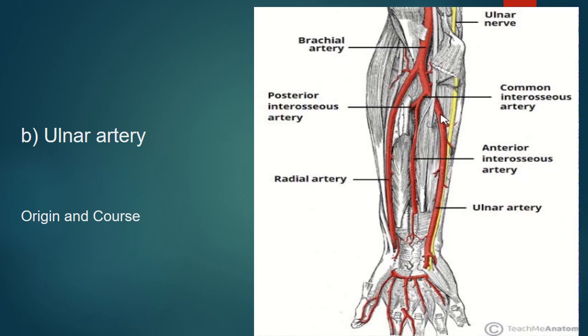Talking about its course, the ulnar artery runs obliquely downwards and medially in the upper 1/3 of the forearm, as you can see here, and in the lower 2/3 of the forearm, its course is vertical, like this. During its course through the forearm, it passes deep to the superficial and intermediate layers of the flexor muscles, which means it lies deep to the superficial and intermediate layers of the flexor muscles of the forearm.